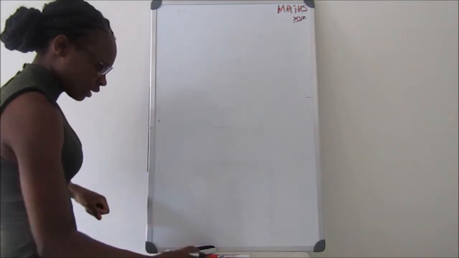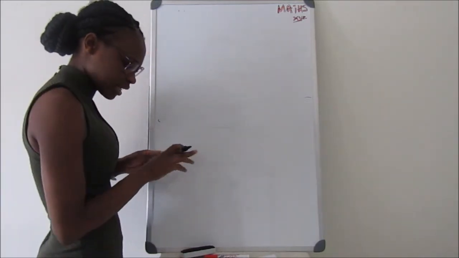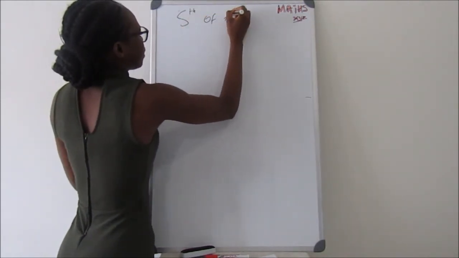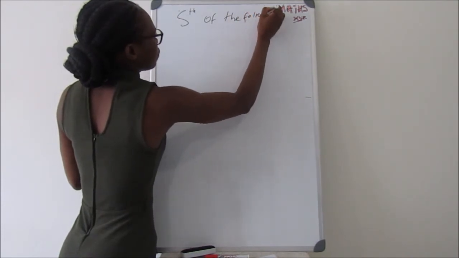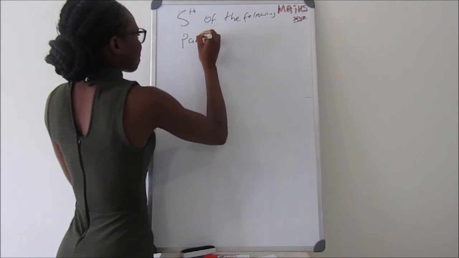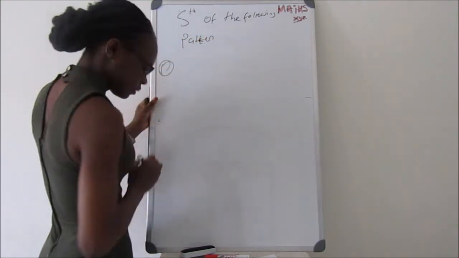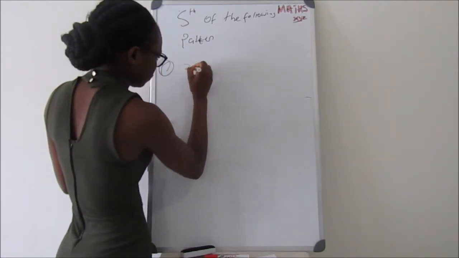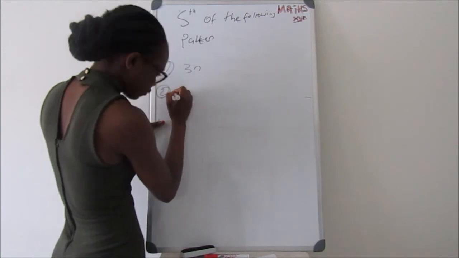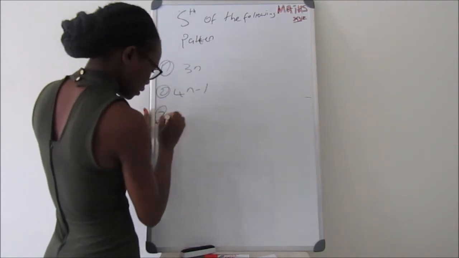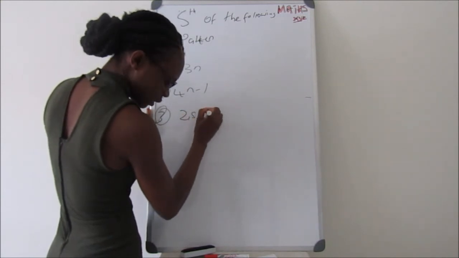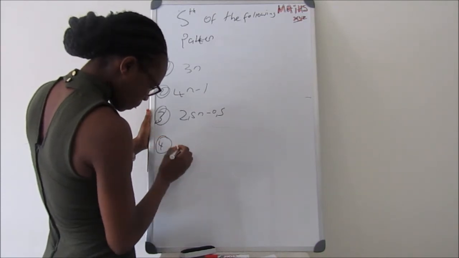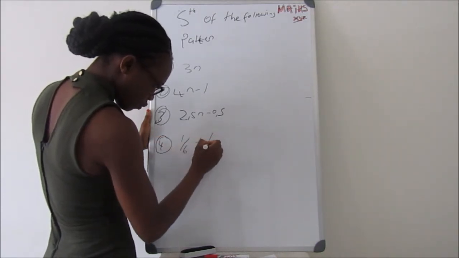All right, let's see this one. It says find the fifth term of the following pattern. The first expression is 3n. The second one is 4n minus 1. The third is 2.5n minus 0.5. And the last one, which is number 4, is 1 over 6 plus 1 over 2n.